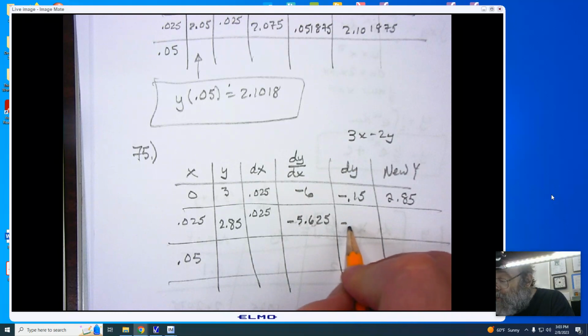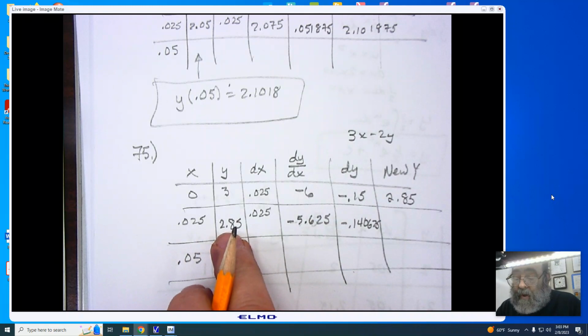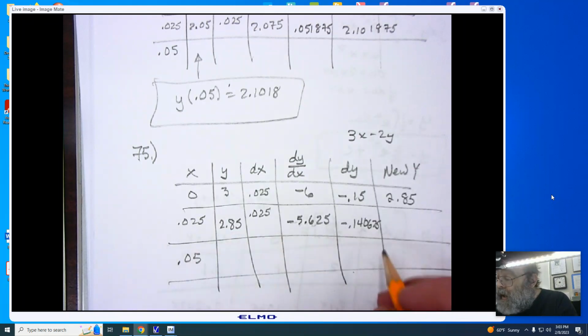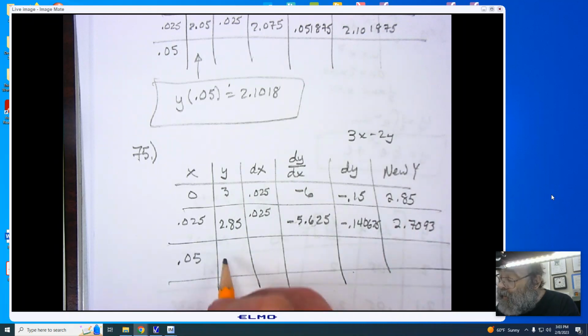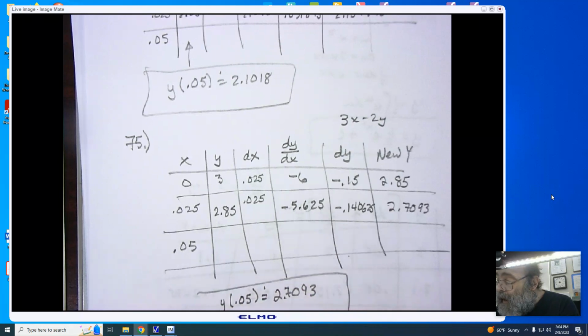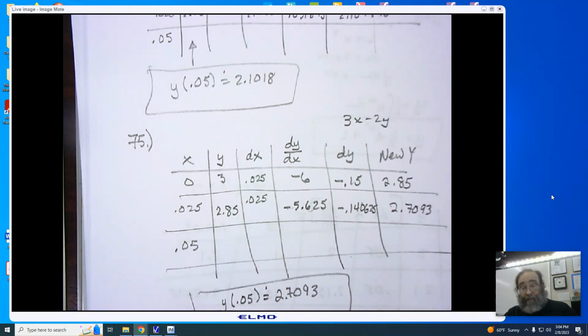This gives us -0.140625, which I'm going to add to my original y in this line. So plus 2.85, enter, and the answer we seek is 2.7093, written to 4 decimal places. So we can now say that our y of 0.05 is approximately, remember these are all approximations, they are after all coming from tangent lines, and it's 2.7093.